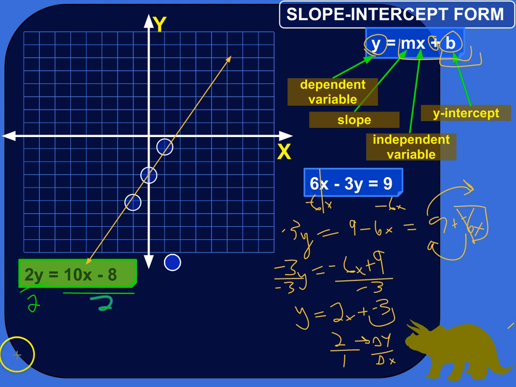So 2 divided by 2 is 1. 1 times y is y. So if I divide that side by 2, all that's left is y. 10x divided by 2 is 5x. And then -8 divided by 2 is -4. So I'm going to write this as plus -4. So now we've got it in the form y equals mx plus b. m is 5, b is -4.